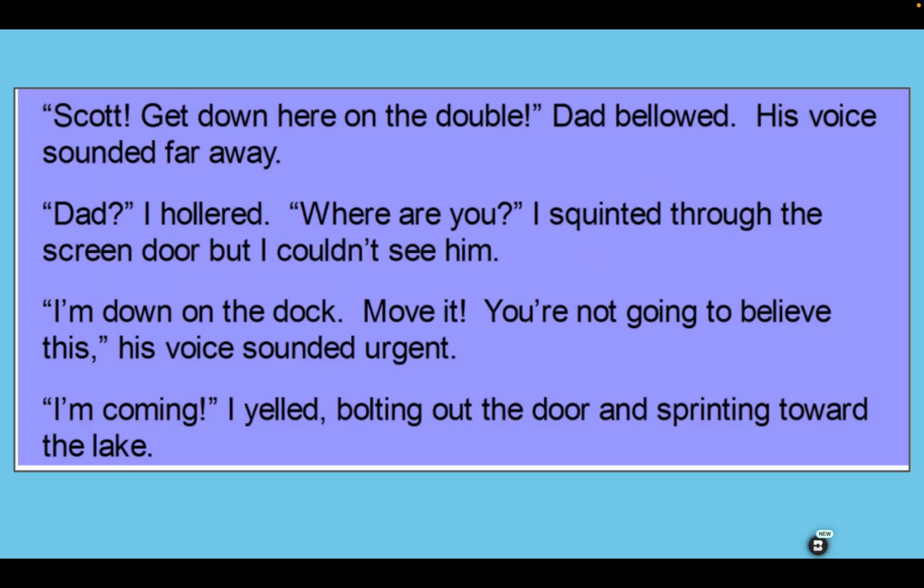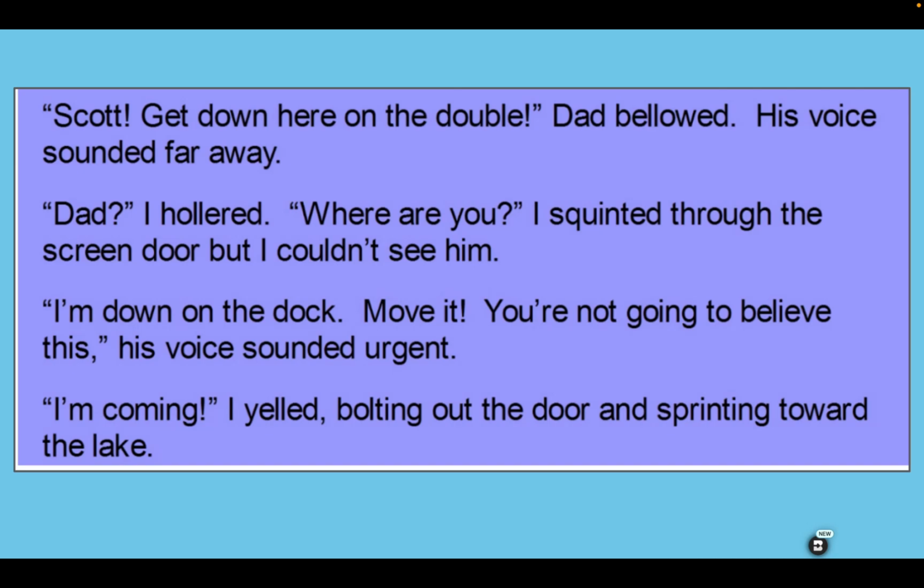"Scott, get down here on the double," Dad bellowed. His voice sounded far away. "Dad," I hollered, "where are you?" I squinted through the screen door, but I couldn't see him. "I'm down on the dock. Move it. You're not going to believe this." His voice sounded urgent. "I'm coming," I yelled, bolting out the door and sprinting toward the lake.